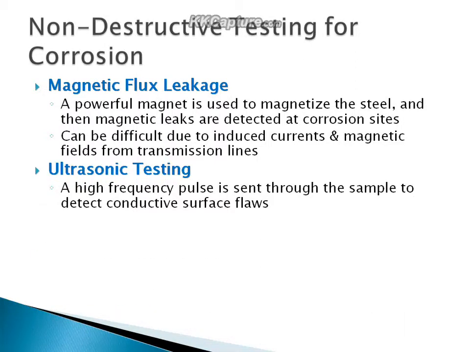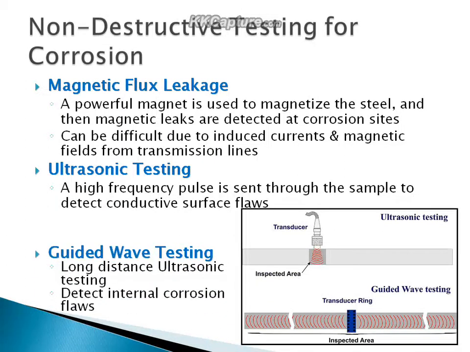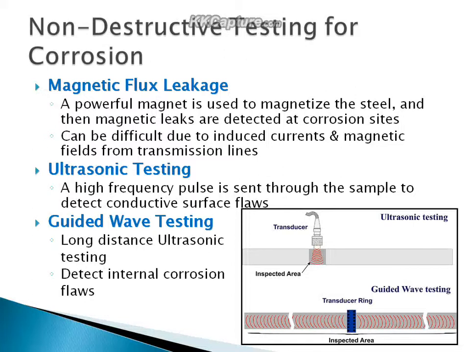In addition, ultrasonic testing and guided wave testing are both used to detect material flaws. Guided wave testing uses a transducer to send long-distance signals through the metal, whereas ultrasonic tests are used to identify surface flaws in a more localized area.